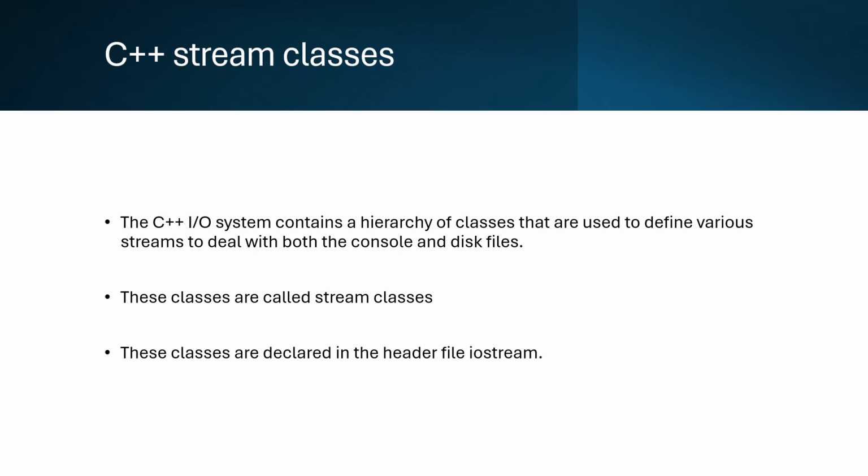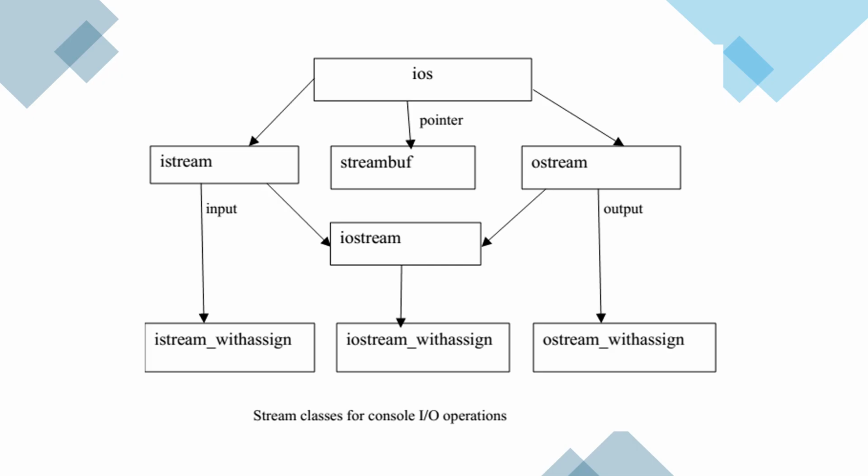Many classes are inherited, like the inheritance concept. While inheriting, the derived class gets all the properties of the base class. So here also, stream classes are a hierarchy of classes that deal with both console and disk files. We are going to see what the hierarchy is, which will be the base class, and what classes are derived from the base class. These are called stream classes, and the header file is named iostream. So these are the stream classes for console IO operation.